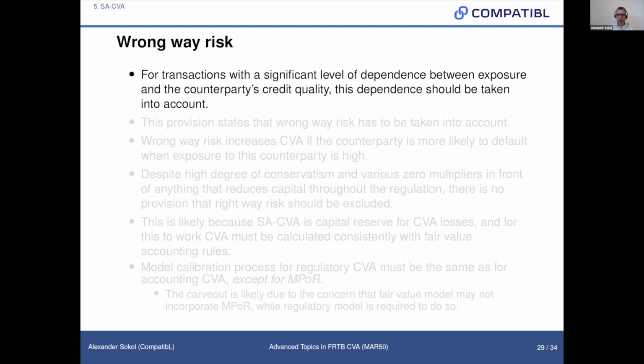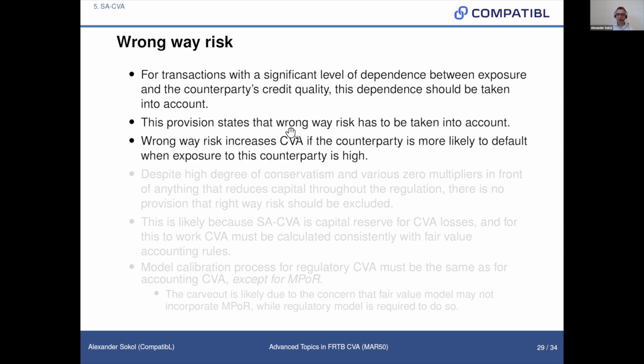Okay, now, what is it? Wrong way risk is the increase in CVA if the counterparty is more likely to default when the exposure to this counterparty is high. So let's say you have a CDS with one bank. You have a CDS for which the counterparty is Bank A, and the reference name is Bank B. So if Bank B defaults, Bank A has to pay you money.